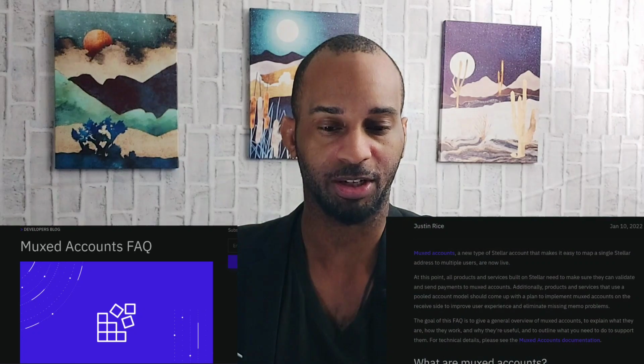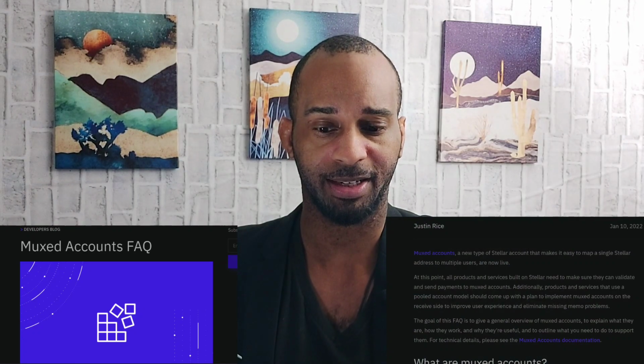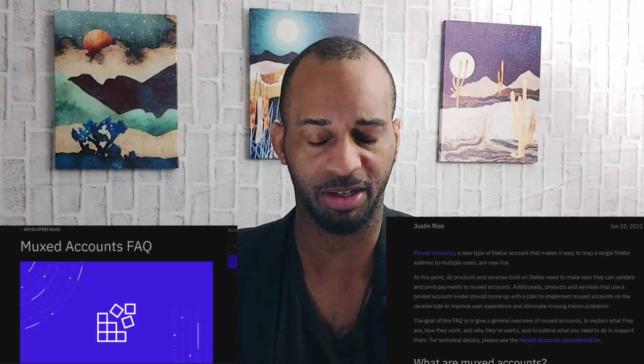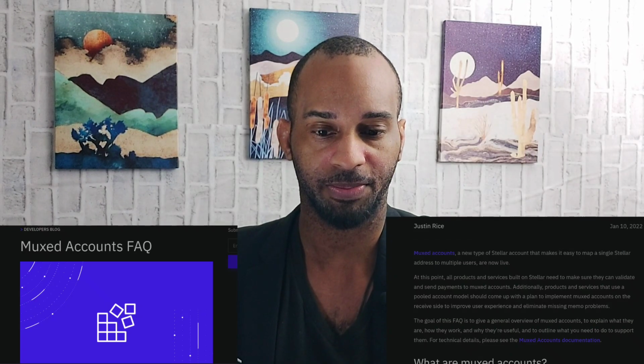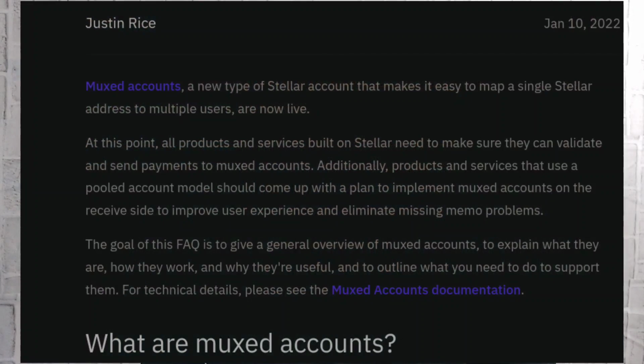So, Stellar, naughty. You're trying to hide things from us. Now, they have this muxed accounts fact page here, and I don't want to lose my place. They made a tweet recently about the muxed accounts, okay? It says muxed accounts, a new type of Stellar account that makes it easy to map a single Stellar address to multiple users, are now live.